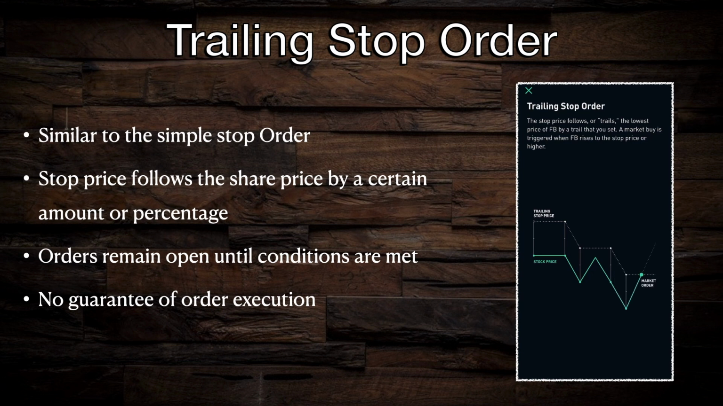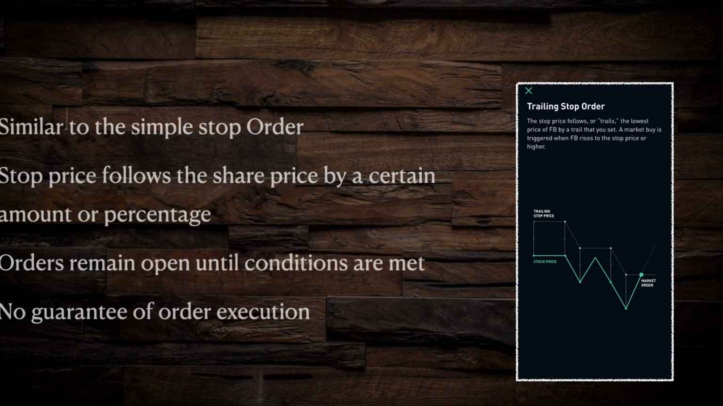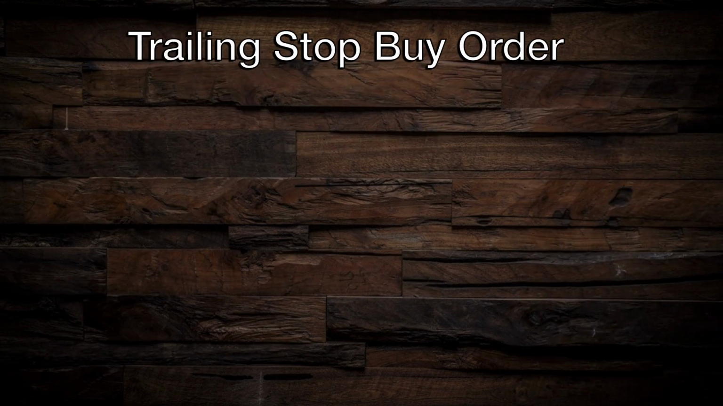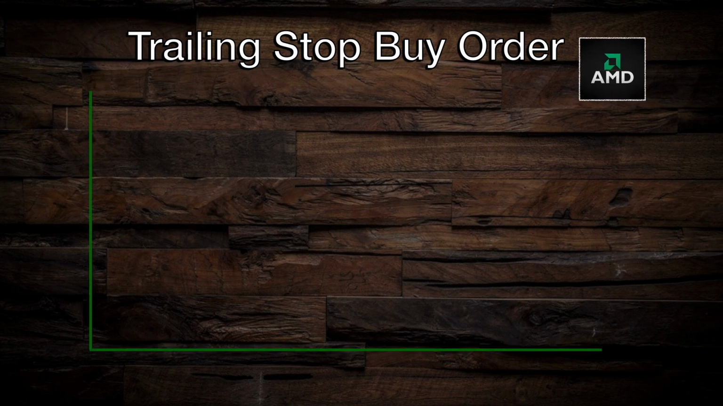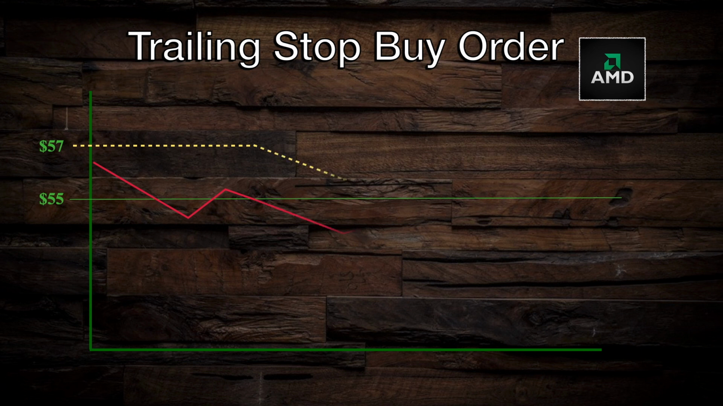So if we take our example of AMD trading at $55 again and submit a trailing stop buy order $2 above the current share price, then if AMD moves up, a market order would be triggered at $57 per share, just like it did in the previous example. But if the price dropped to $51 before rallying, the trailing stop would lower our threshold to $53 and execute a market order if the stock then rallied above $53.